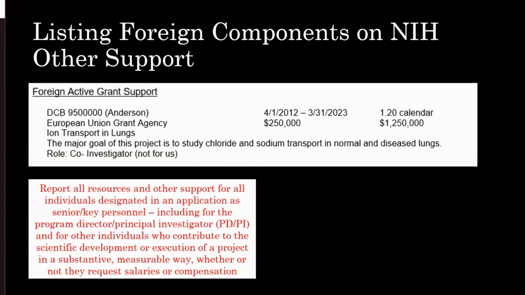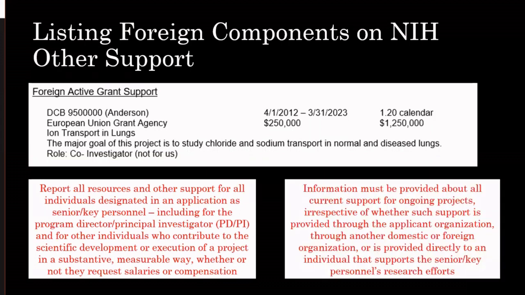Listing foreign components on NIH other support would look similar to this. Report all the resources and other support for all individuals designated in an application, senior key personnel, including the program director, principal investigator, and other individuals who contribute to the scientific development or execution of a project in a substantive, measurable way, whether or not they request salary or compensation. They all need to be listed here.